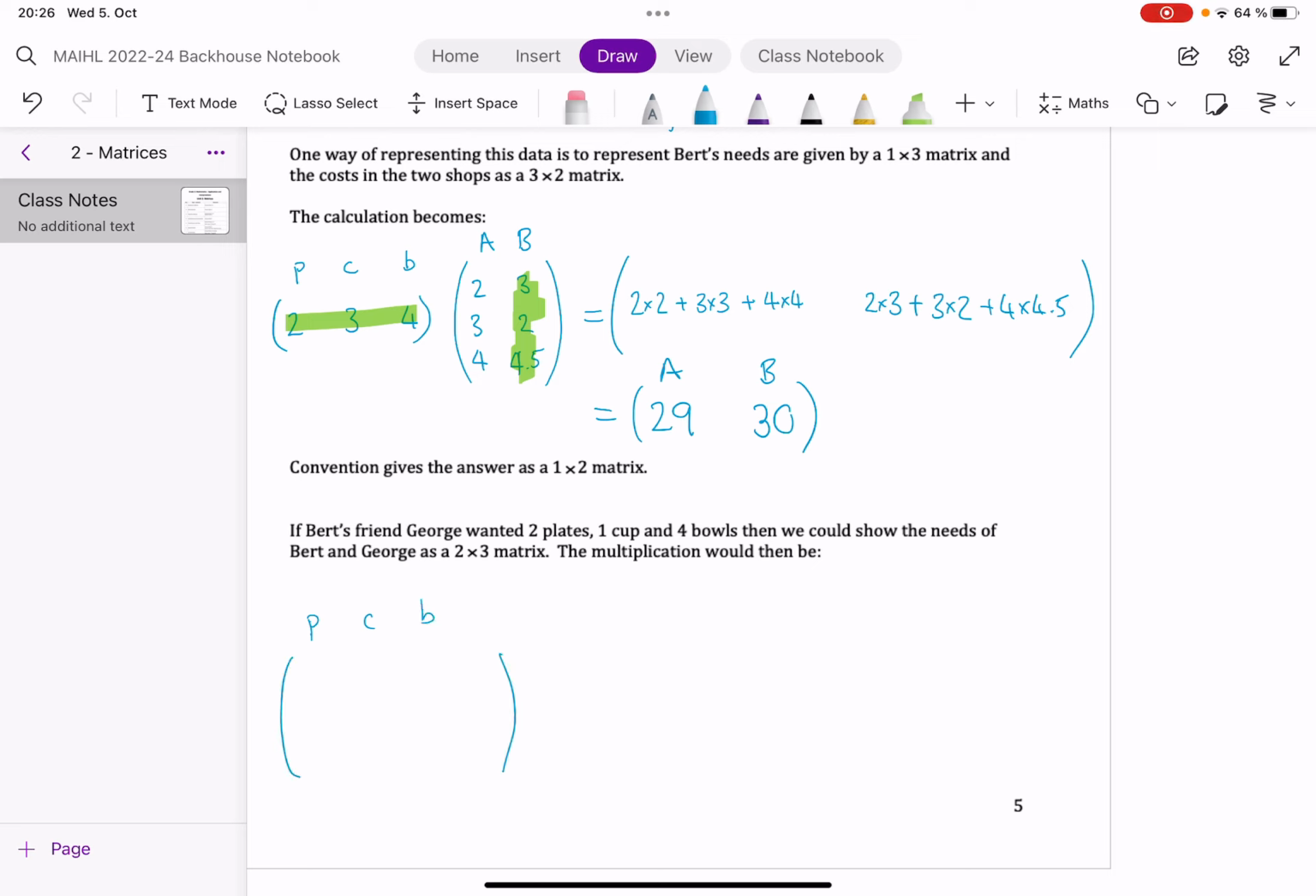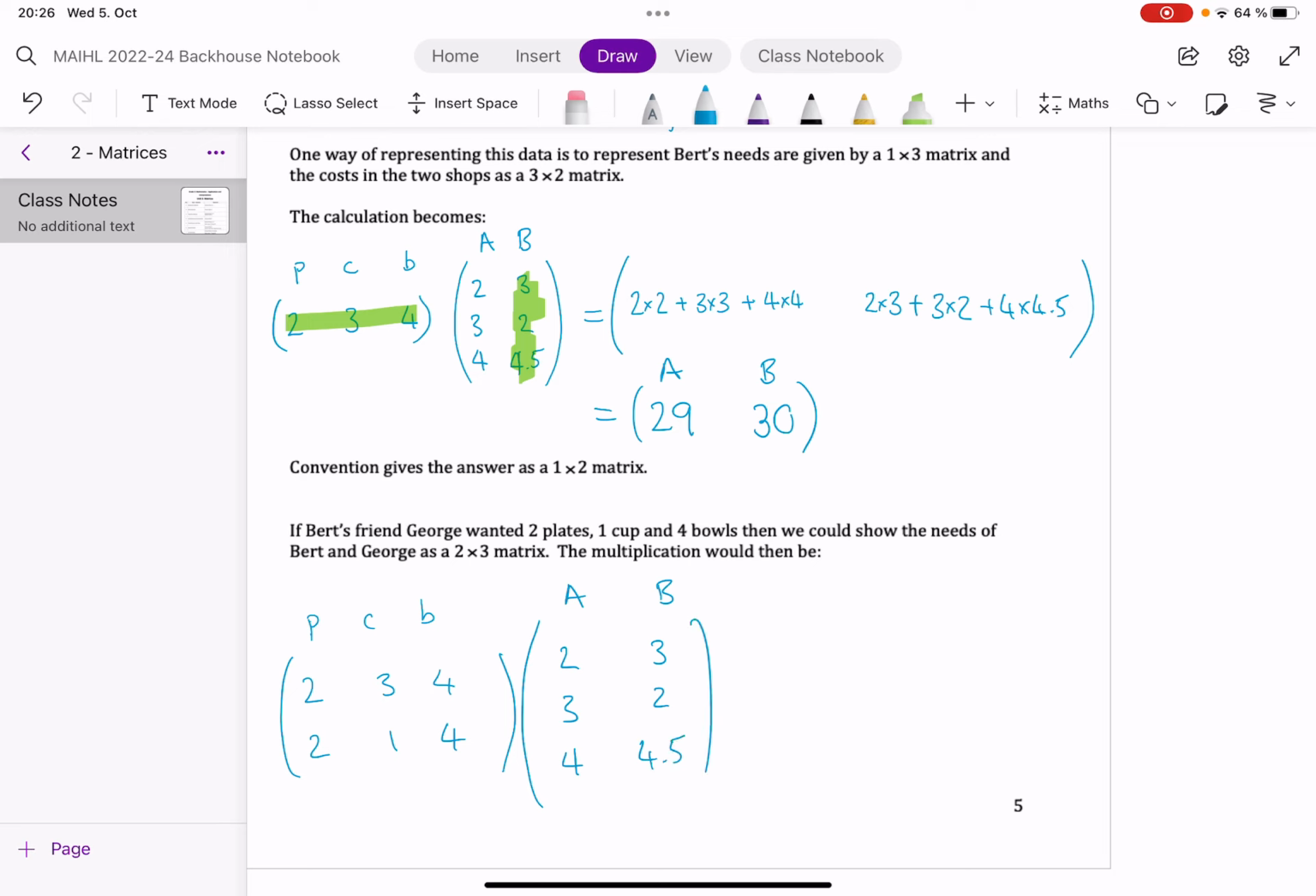And we'll have, let's stick with Bert at the top, 2, 3 and 4. And then George underneath will have 2, 1 and 4. And then the prices aren't changing. So we've still got shop A, shop B. I'm just copying these values from above, 3, 2 and 4.5.